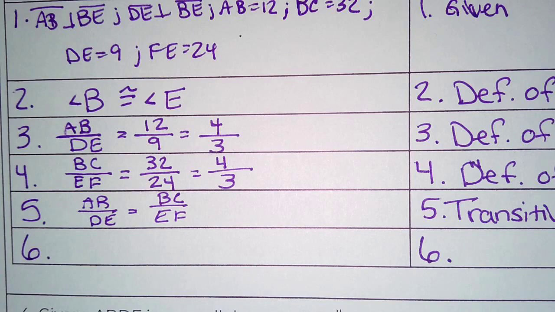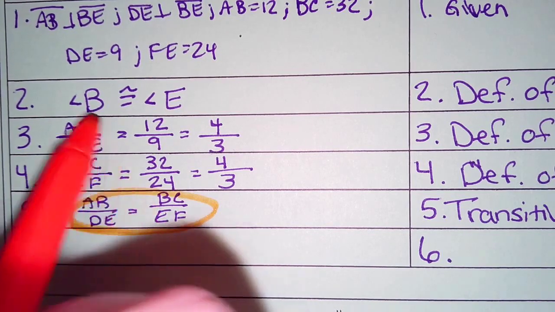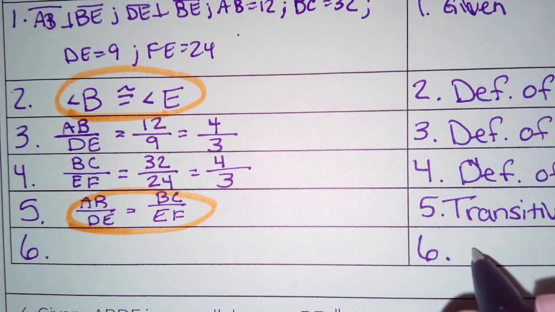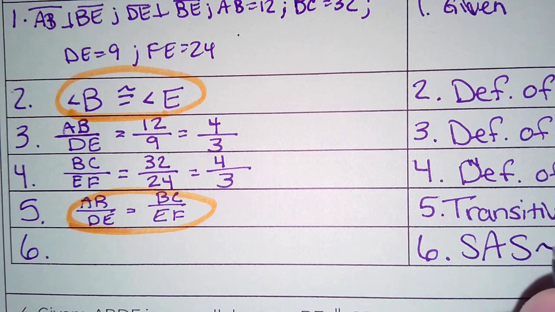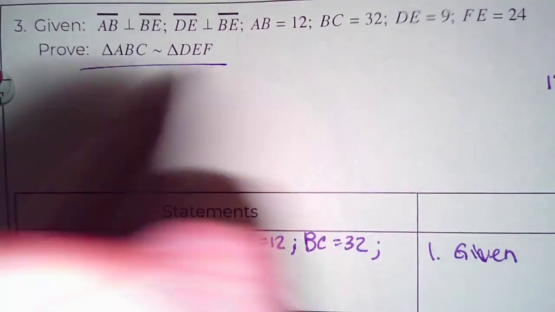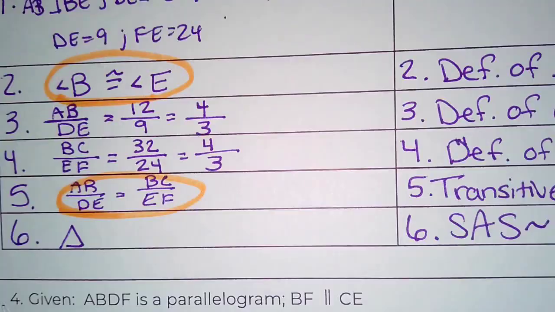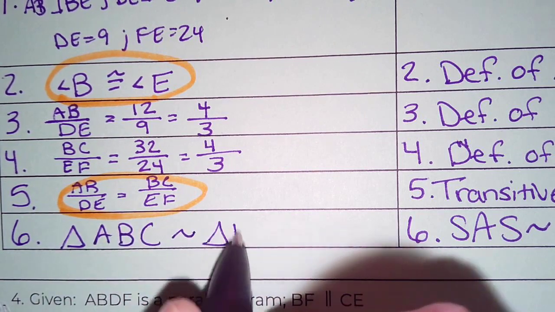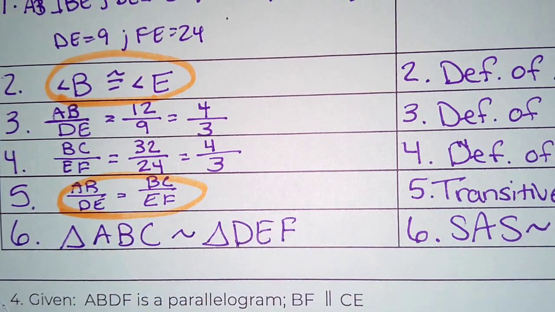Now that we have proportional sides and one angle congruent that is sandwiched between those sides, Evan? Side angle, side similarity. Very good. So triangle, I'm going to make it look exactly like my proof step up here. So triangle ABC is similar to triangle DEF. Questions? Again, that was a more challenging one.